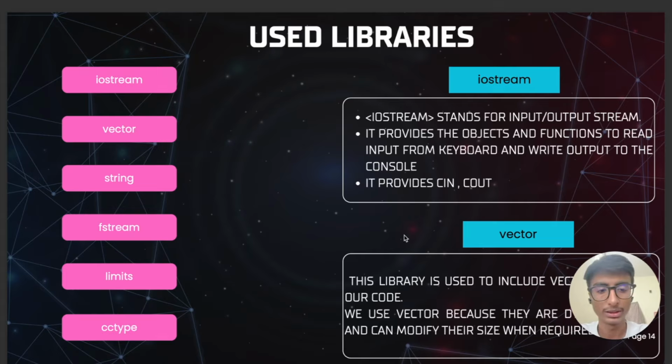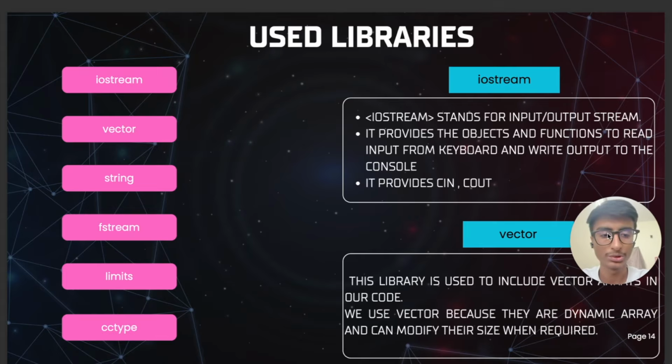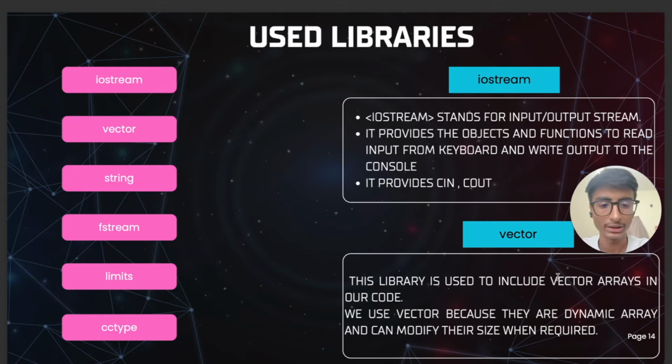Now the second library is vector. This library is used to include vector arrays in our code. By including this library, we can use vectors in our code. We use vectors because they are dynamic arrays and can modify their size when required. We already learned the uses of vectors.